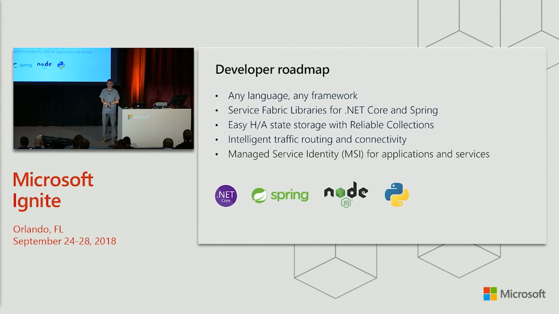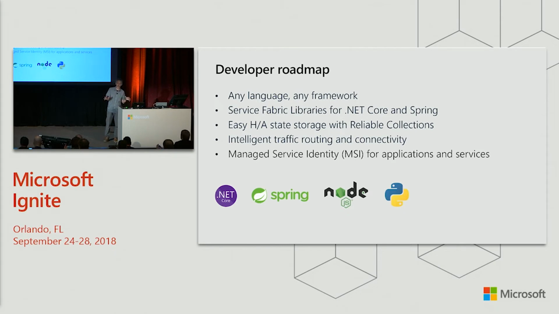So let's jump to the developer roadmap. Our developer roadmap is all about how we want any language, any framework to be able to build your applications with a microservices concept on top of Service Fabric. What we've got done here to a large degree is we want to open up Service Fabric to more languages and more runtimes. And so we've transitioned to an approach whereby we're providing you libraries now instead of just runtimes that you have to derive against.